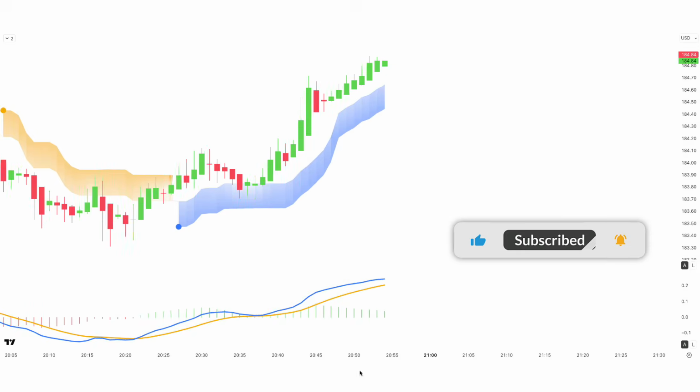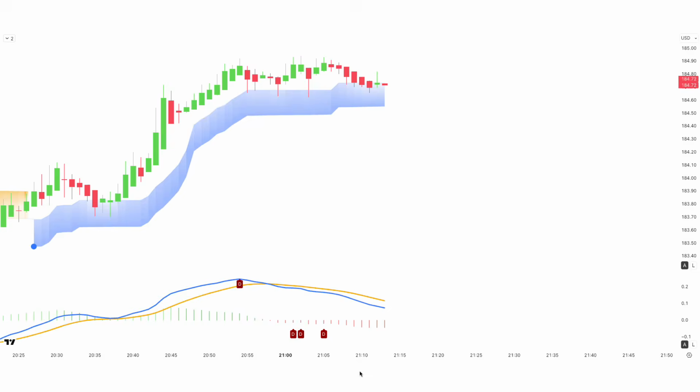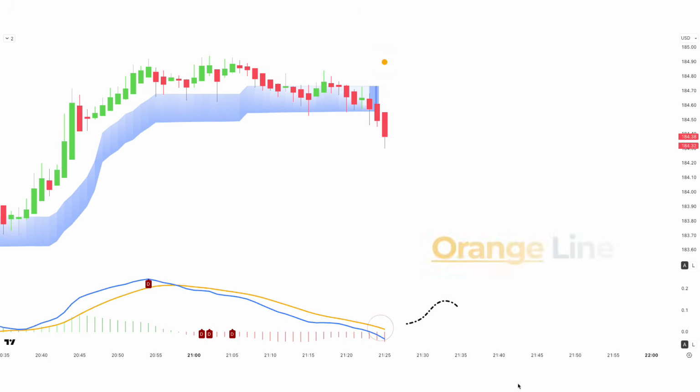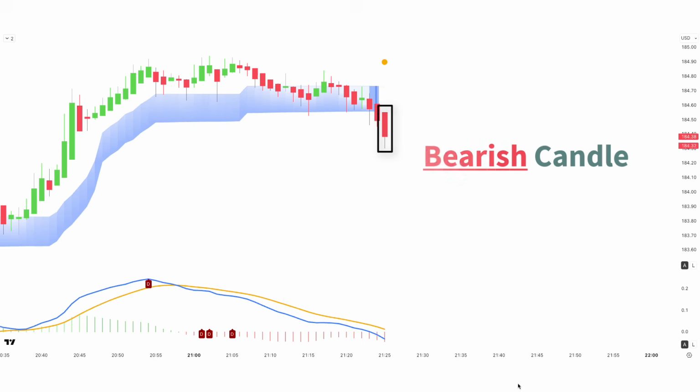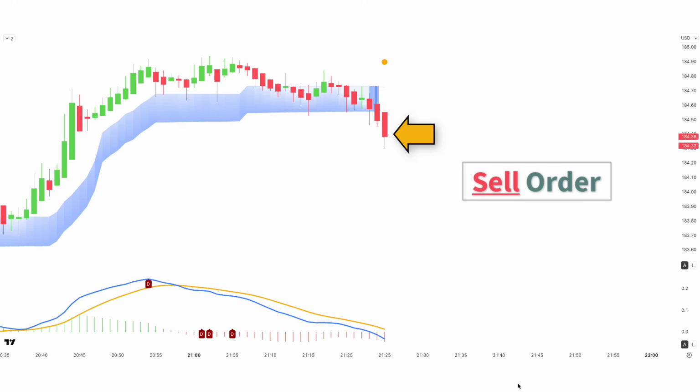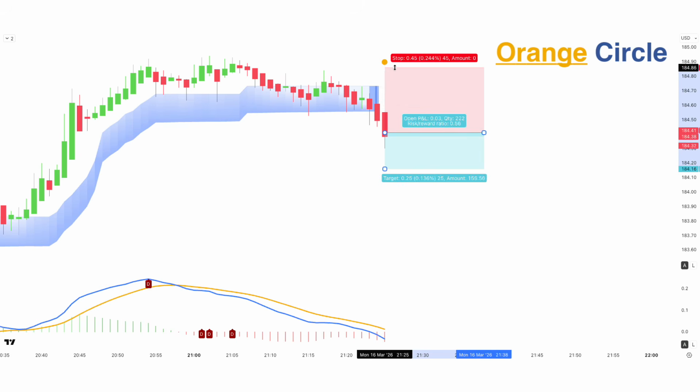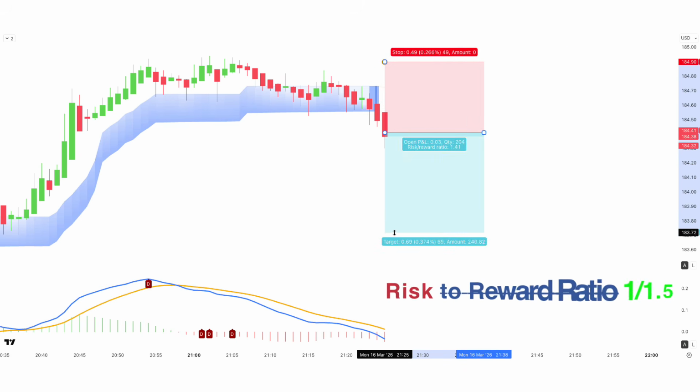Now our setup is ready. Let's see how we use these trading setups. When the adaptive trend channel circle of this indicator is a sell signal, the orange line of MACD divergence should be above the blue line, and the market forms a bearish candle. If this condition is fulfilled, then we will place a sell order. Our stop loss is to be placed at the orange circle, and the risk-to-reward ratio will be 1:1.5.